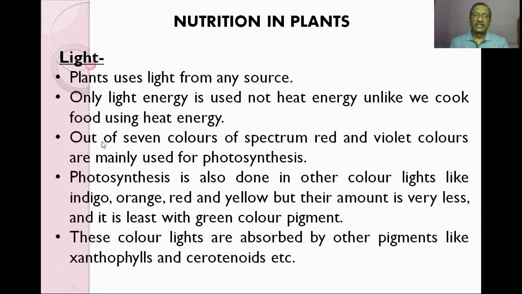Generally we divide light into a spectrum of 7 colors. Of course, the colors are infinite, but Newton, the famous scientist who made the spectrum for the first time, gave it 7 colors. So we also learned that there are 7 colors. Of the 7 colors, the red and the violet lights are used mainly in photosynthesis. Other lights are used by some other pigments, which are very minute in quantity. Photosynthesis is also done in the other lights like indigo, orange, yellow, and so on, but they are very low in content. And these lights are actually absorbed by other types of pigments like xanthophylls and carotenoids.